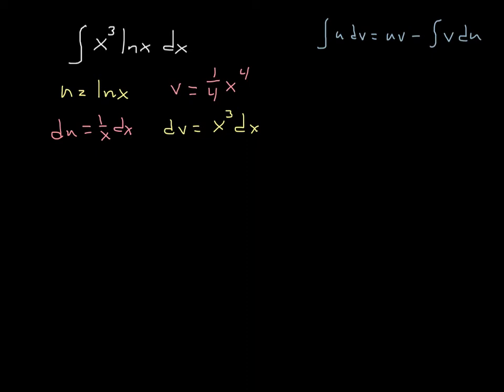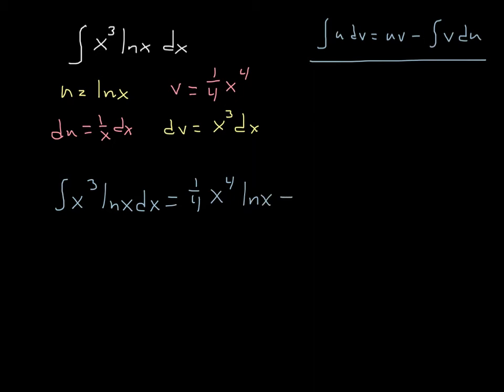And the integration by parts formula again says that the integral of u dv is u times v minus the integral of v du. And so the integral of x cubed ln x dx is going to be u times v, which in this case u is natural log of x, v is 1/4 x to the 4th, so it's going to equal 1/4 x to the 4th times the natural log of x minus the integral of v du. v, in this case, is 1/4 x to the 4th times 1 over x dx.